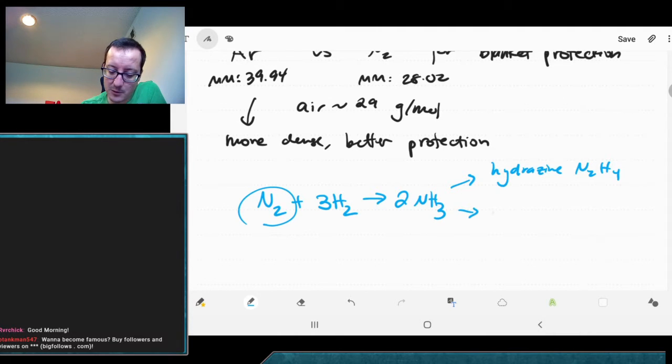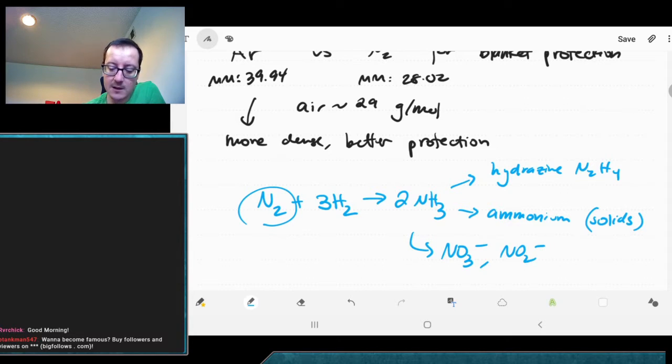You can convert this to ammonium for making solids like ammonium nitrate, which can be used for certain fertilizers. Hydrogen is a gas too, by the way. What else can we make with ammonia? We can make nitrates and nitrites. We can use those as well. So we can make all sorts of fun things with nitrogen after converting it to ammonia first.